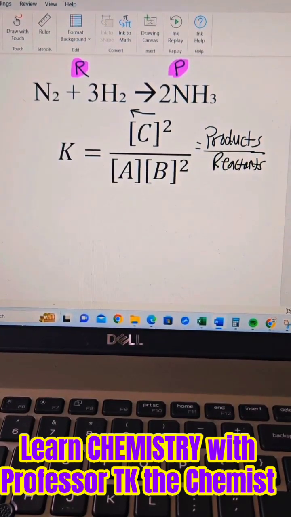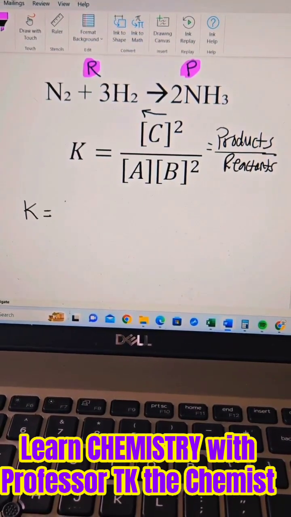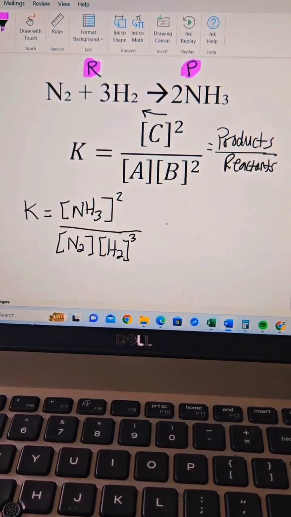Okay? So if I were to use this formula and set it up so that I'm finding my K, what you have to do is say K equals NH3, because that's your product side, squared, over N2, which is one of your reactants, and H2, which is the other reactant, raised to the power of 3. Okay? That would be your formula for finding K, your chemical equilibrium.